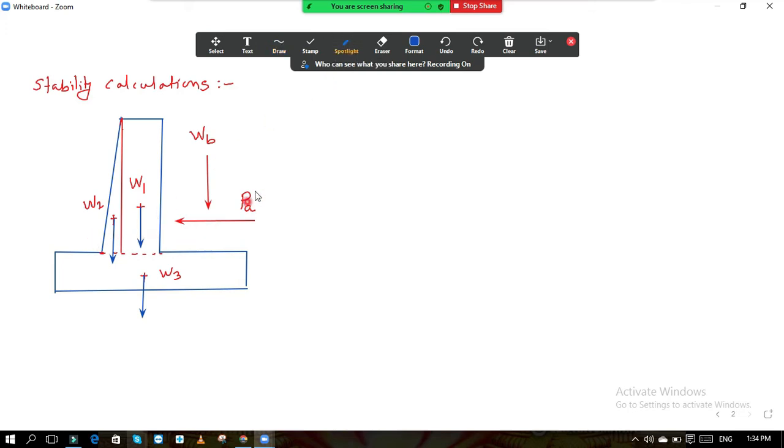Okay, you will get the centroid of all these forces from a single reference point. So we will take the moment of all these forces about this point. Let us call this point A. From this point A, we will take the moment of all these forces and we will calculate the position of the centroid of all these forces. And then we will check for the eccentricity.